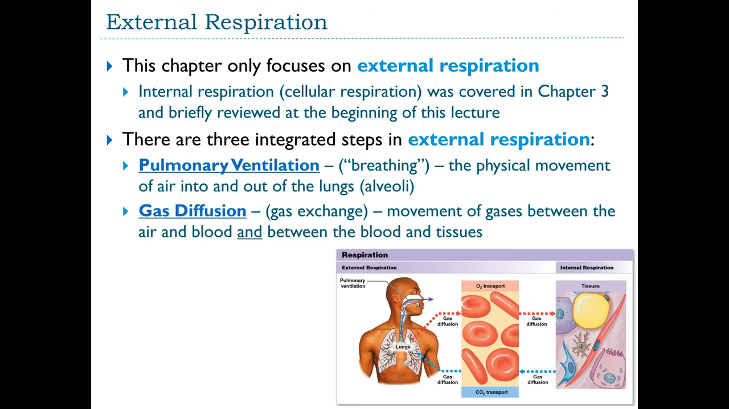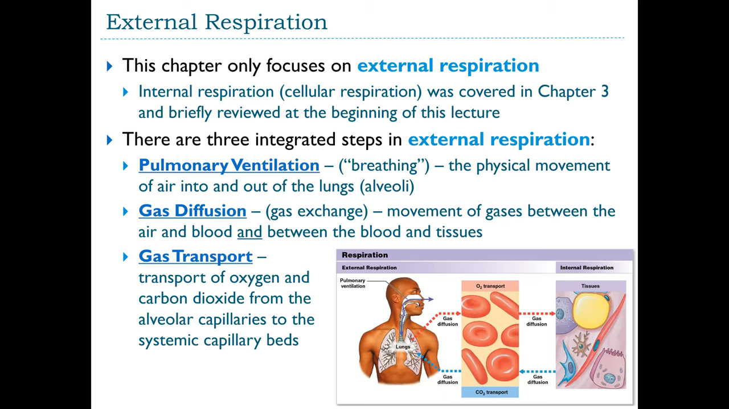Then we have gas diffusion, or gas exchange, and this is the movement of gases between the air and blood and between the blood and tissues. And the third step is gas transport. This is the transport of oxygen and carbon dioxide from the alveolar capillaries to the systemic capillary beds.